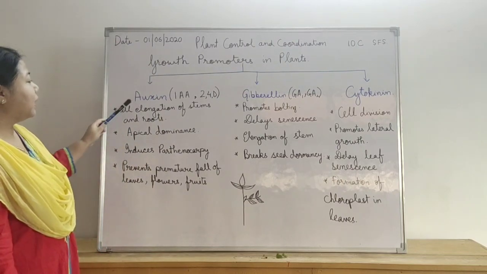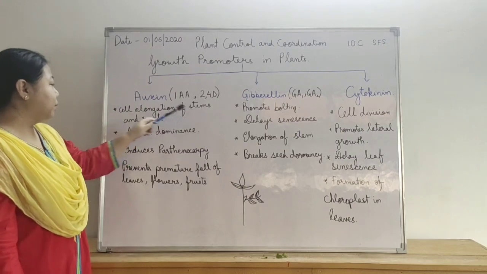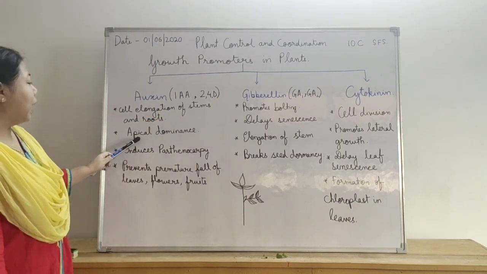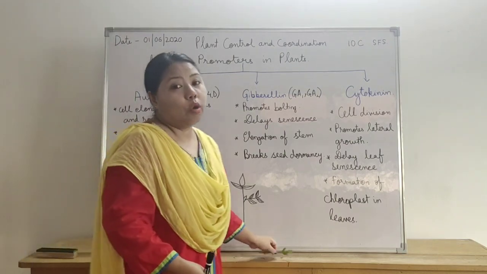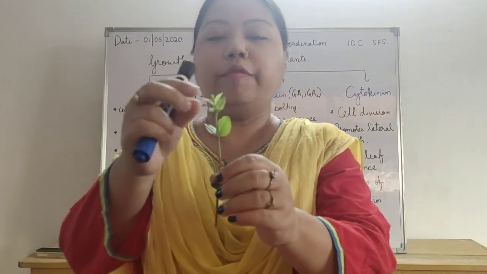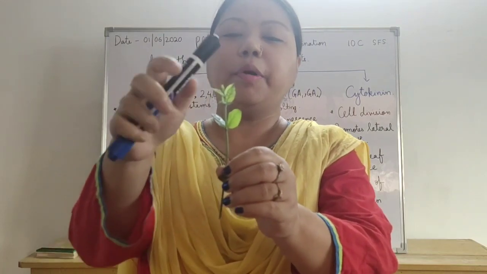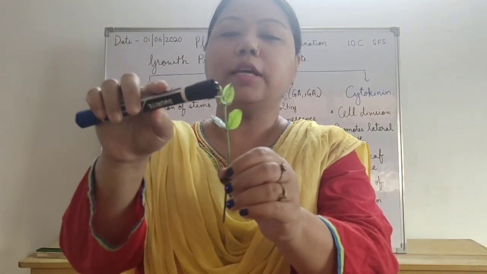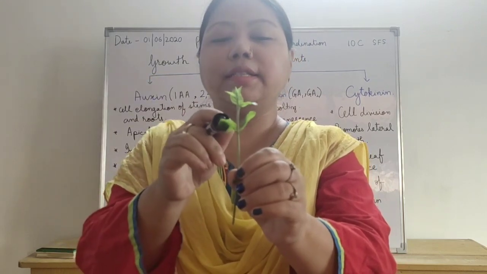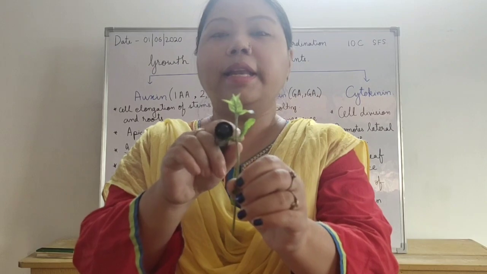So, it helps in cell elongation of the stems and roots. Okay. Then it helps in apical dominance. Now, what is apical dominance? Now, look at this plant. You'll find this is the tip of the plant. Yes. So, this is called the apices, and the sides are called the lateral.